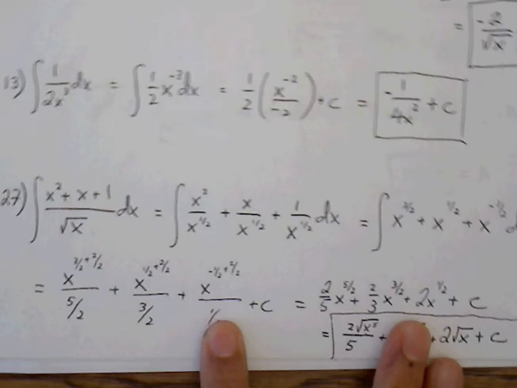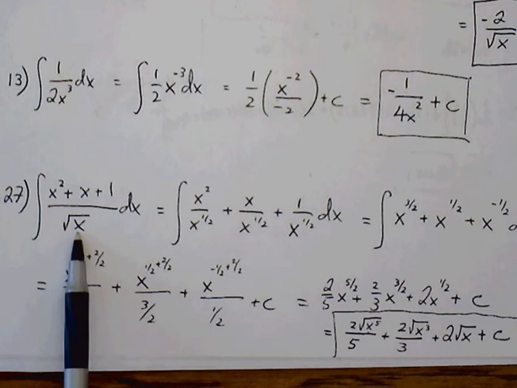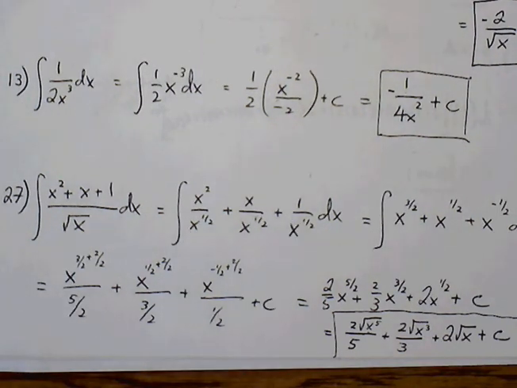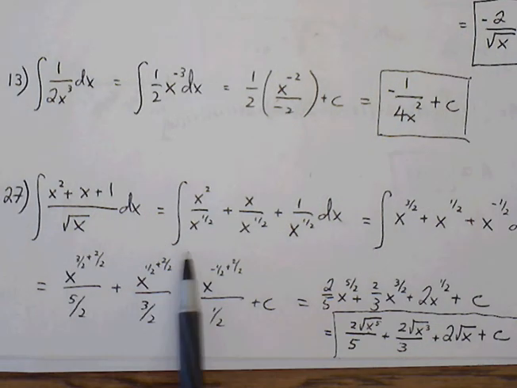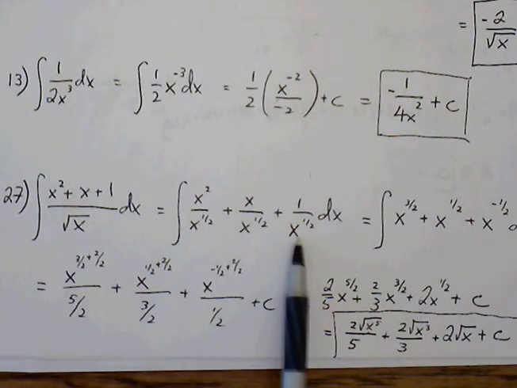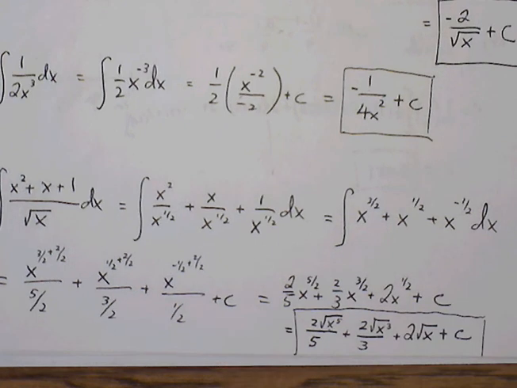All right, 27. We saw this with the example from the notes. If we have a fraction, but there's only one term in the denominator, we can split this up and rewrite this as the sum of 3 separate fractions. So I'm going to split this up, and I'm going to rewrite the square root of x as x to the 1/2. My 3 separate fractions I'm going to combine, and I can subtract exponents to combine.